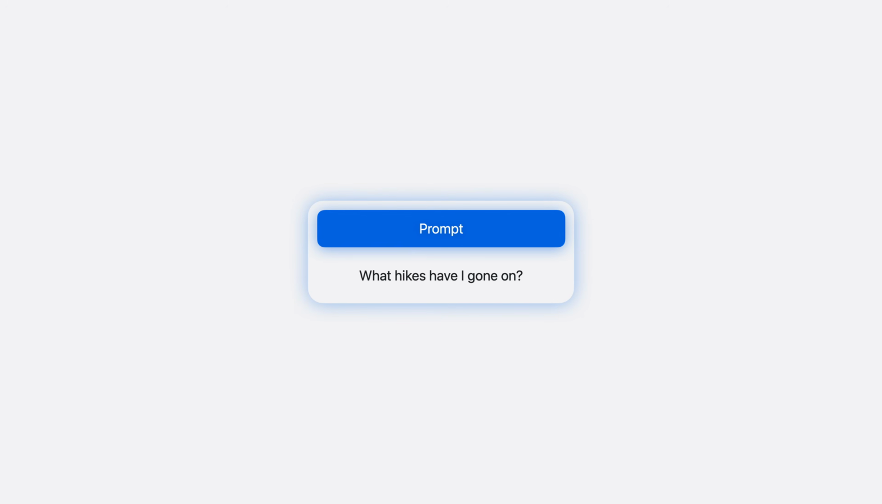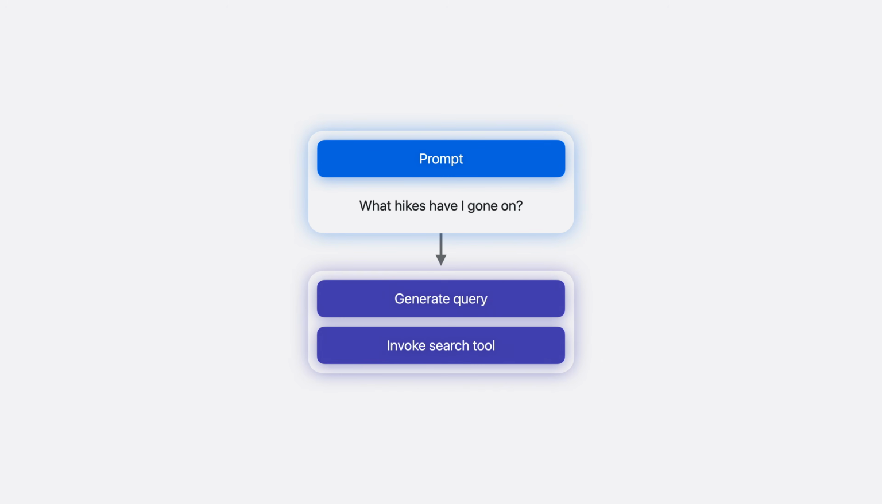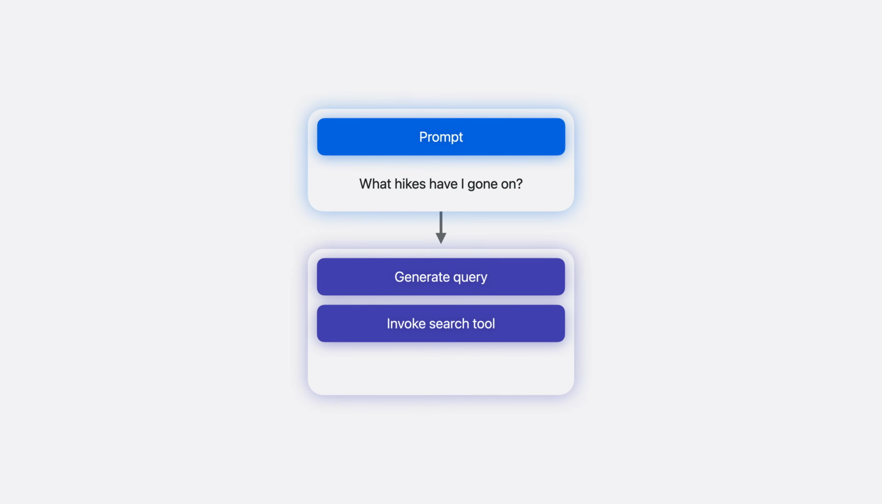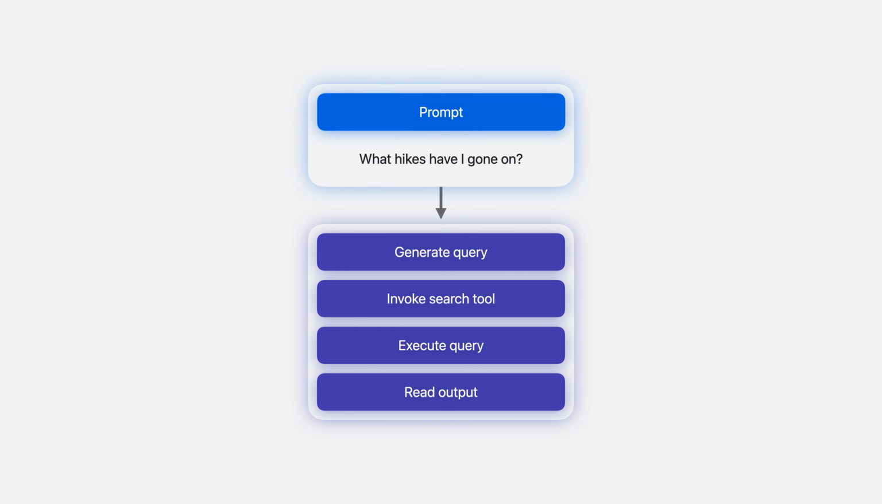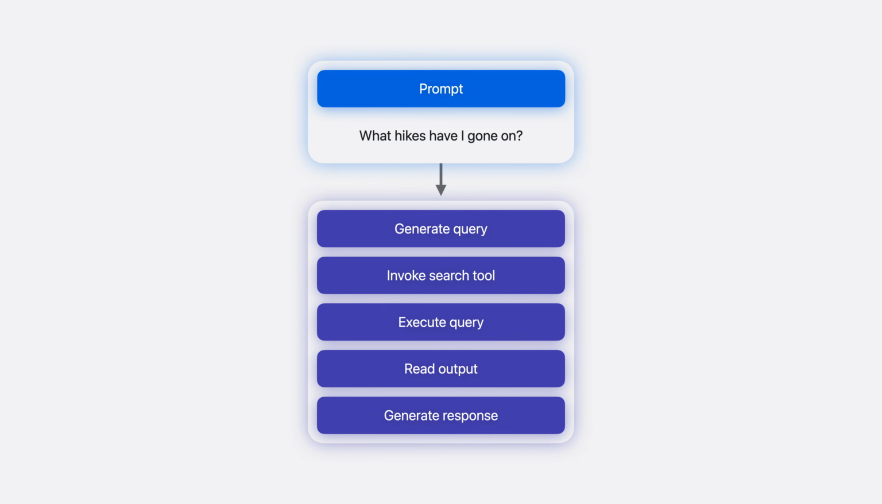It feels like magic, but the response follows a path of tool calling and generation. For a question like, what hikes have I gone on? The trajectory might start with the model deciding it needs to use Spotlight Search Tool. The model will invoke the tool with a generated query. Spotlight will execute that query and return a description of the result set back. And the model will reason over that output and generate its final response.